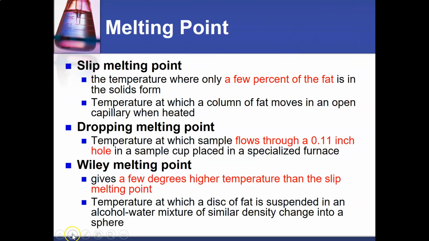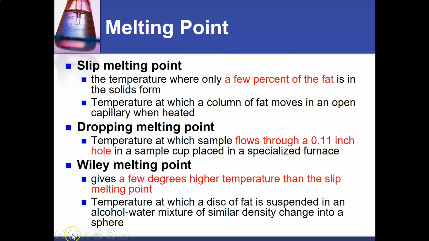They also have another analysis, they call it slip melting point. For slip melting point, the temperature is where only a few percent of the fat is still solid. It is the temperature at which a column of fat moves in an open capillary when heated. So basically they are using different types of apparatus to get the result.